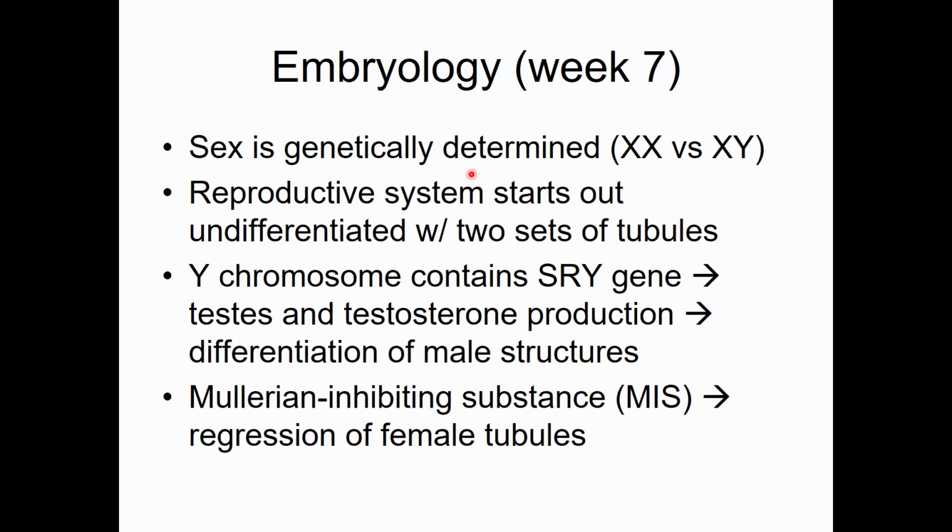So early in development, the SRY gene is expressed, and the male embryo starts to produce testosterone, which brings about male structures and produces Mullerian inhibiting substance, which makes the female structures go away.